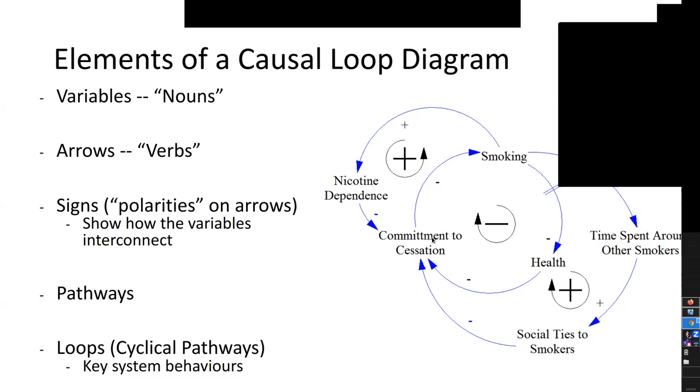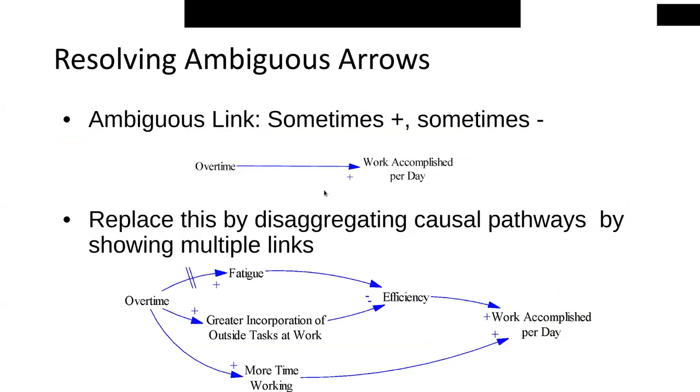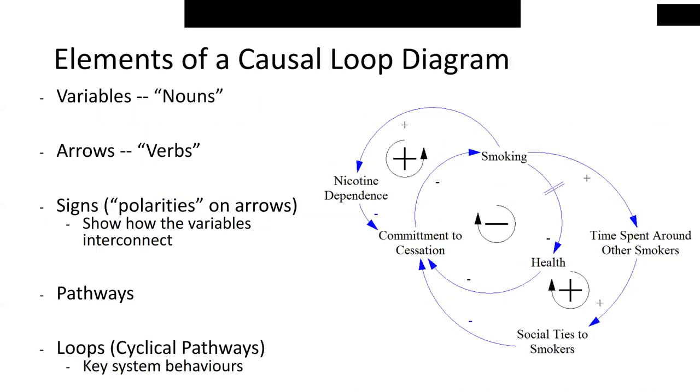Those of you who are more comfortable with mathematics should know this can also be expressed with partial derivatives. What it's saying is the partial derivative of smoking with respect to commitment to cessation, which captures how smoking changes as you change commitment to cessation, is negative if this is a minus, or positive if the arrow is a plus. So you could phrase it in terms of partial derivatives: we consider how the target changes with respect to the source, holding all other things equal. That's not something I expect everyone to have, but those who have seen partial derivatives, or might be interested in learning about these neat beasts, should know that it can be unpacked in terms of partial derivatives.